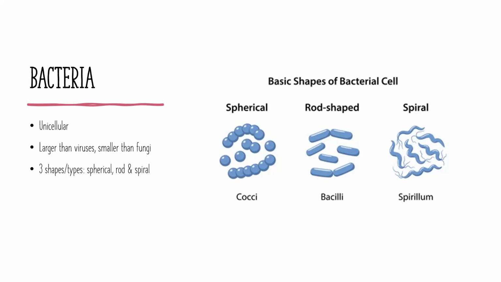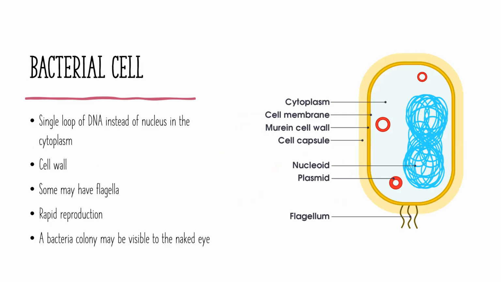When we're talking about bacteria, the three basic shapes are as displayed on the screen: the spherical shape, the rod shape, and the spiral shape. The names written under these images are the scientific names we use for these specific bacteria. However, it's all right as long as you know the names spherical, rod shape, and spiral. All right? Okay, moving forward, what is a bacterial cell?